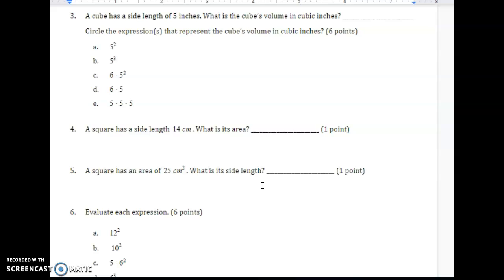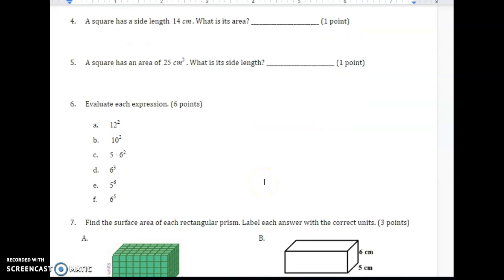Question 4. A square has a side length of 14 centimeters. What is its area? 5. A square has an area of 25 square centimeters. What is its side length?